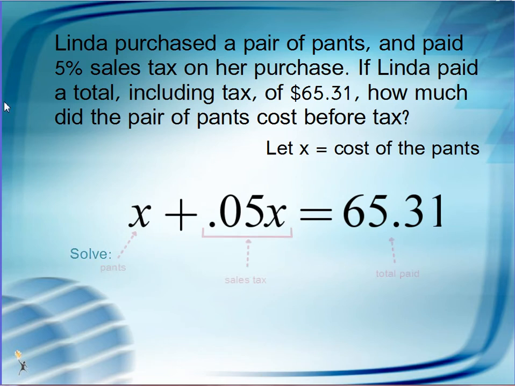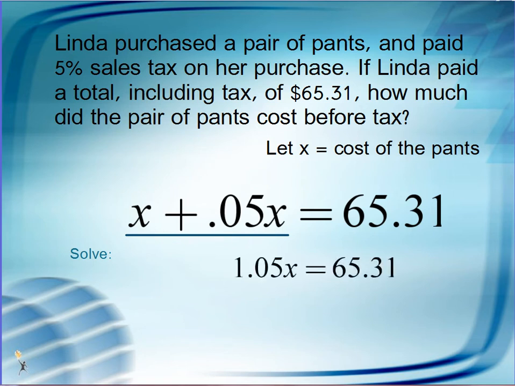To solve this equation, if you'll notice on the left-hand side of the equation, we have some like terms that need to be combined. Again, a very common mistake that students make is not paying attention to x and remembering that x is the same as 1x. If I have 1x and I add it to 0.05x, that's going to give me 1.05x, still equal to 65.31. Dividing by our coefficient, I get x is equal to 62.20.